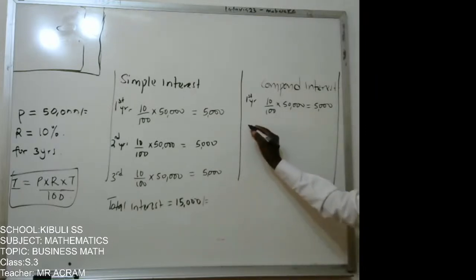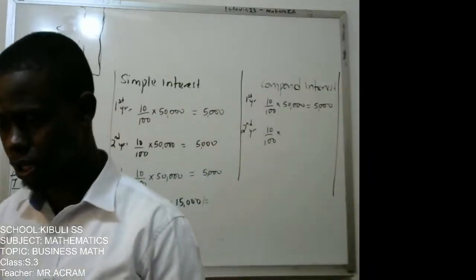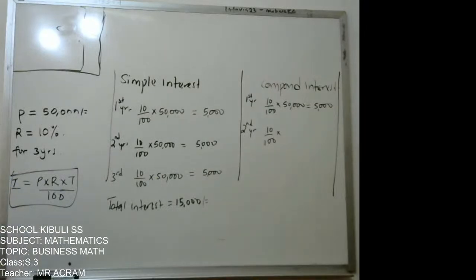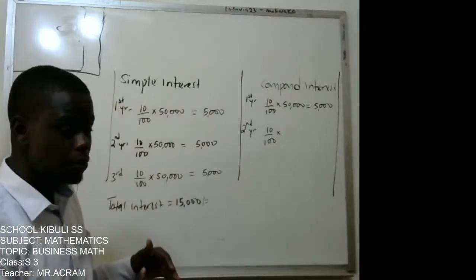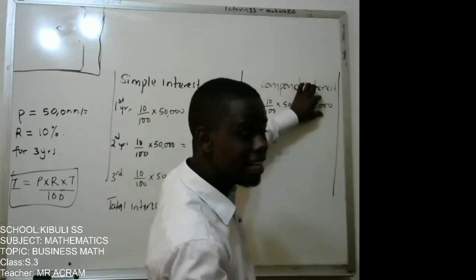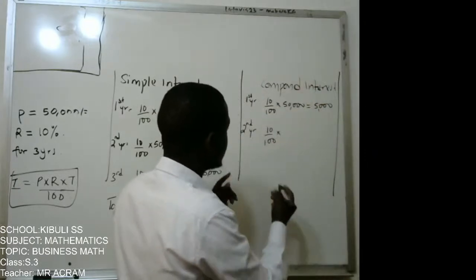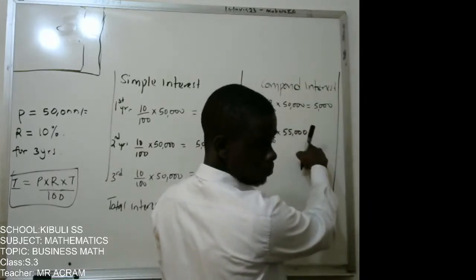Then in the second year, this person will still be on the same rate, which is 10 over 100. But this time around, the principal will change. Please listen to me here. The principal will change. Why is it changing? Because for compound interest, the principal keeps on accumulating. If he borrowed 50,000, in the first year there is 5,000 interest, and it is added on the principal. Now the new principal is 55,000. You know where I'm getting the 5,000 from?